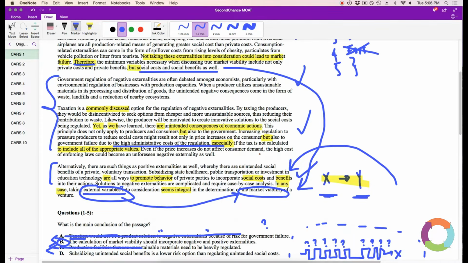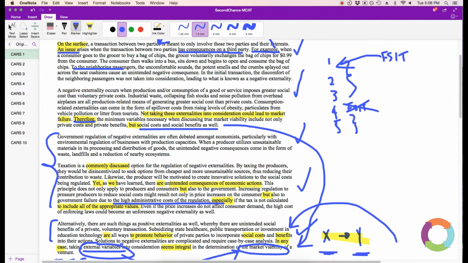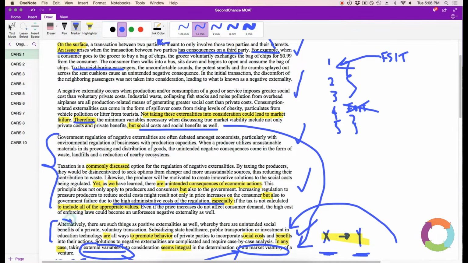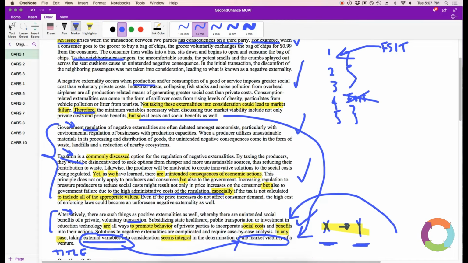Now, generally speaking, if you noticed, there was no title here. If there was a title, I would have read that first. But there was no title, so I spent about 5 seconds glancing at the first topic sentence from each of the paragraphs, looking for buzzwords. And so I saw regulation, taxation, transaction, externalities, subsidizing, production. So you understand that it's more of an economics passage. And that's all I needed to know.